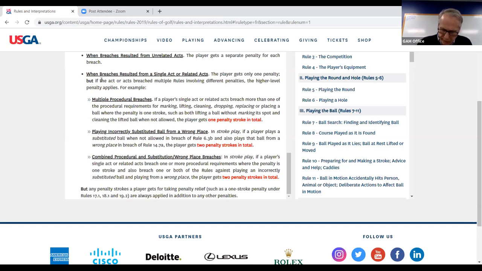Now, in the /3 interpretation, examples of related acts where only one penalty applies are several practice swings that we talked about, or asking for two different pieces of advice, such as what club the player used and what the wind direction is. Both are related to the process of selecting which club, so they would be two different pieces of advice, but only one penalty stroke would apply in that case. But Dr. Hicks, in your case, I would suggest that that's two unrelated acts, so the player would get two separate two-stroke penalties.